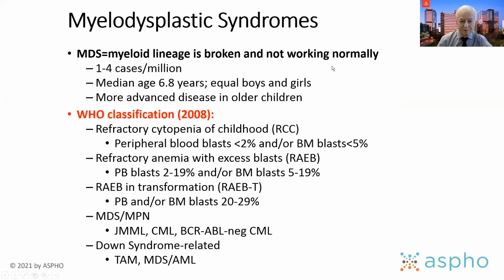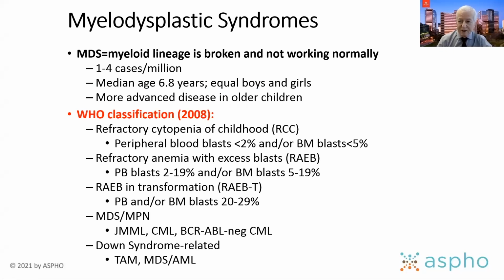These are rare disorders in which the number of patients is between 1 and 4 per million. They're usually within the first 7 years of life, with boys equaling girls in frequency. And the older children, upwards of 10, and the teenagers have more advanced disease and a worse outcome. So like the adults with the myelodysplastic syndromes, these are divided into categories depending upon the percentage of peripheral and bone marrow blasts.